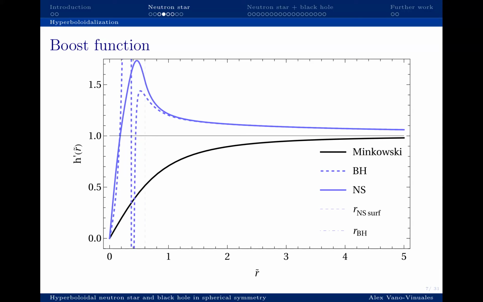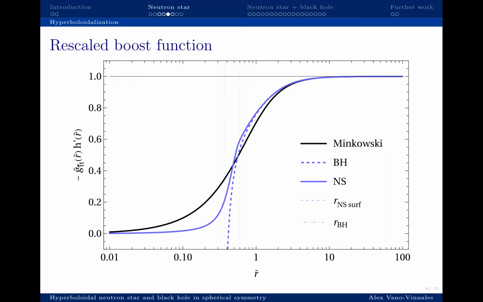Now, one relevant part of the boost is that the combination of either G_tt times the height function or the height function over G_rr is the quantity that is meant to be always smaller than 1 within the domain, otherwise causality would not be satisfied. And indeed, plotting minus G_tt times H prime, we can see that for all of the cases, black hole, neutron star, Minkowski, they only asymptotically reach 1 for larger values of the radial coordinate, which is shown on a log scale to better appreciate how this quantity becomes 0 as we go towards the origin. The black hole is different, but it also asymptotes to 1 for large radii.